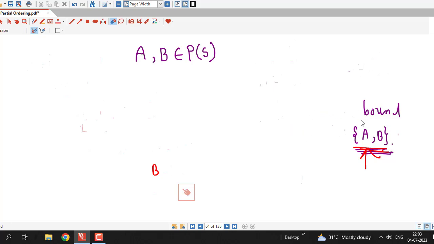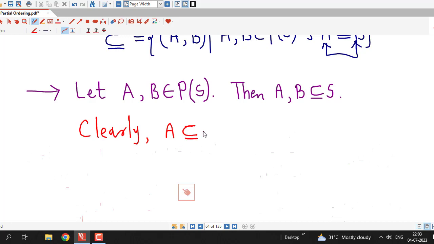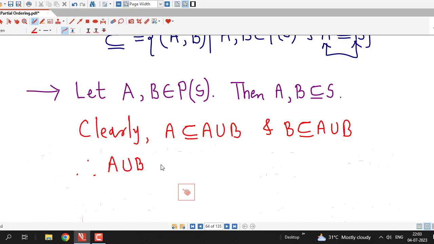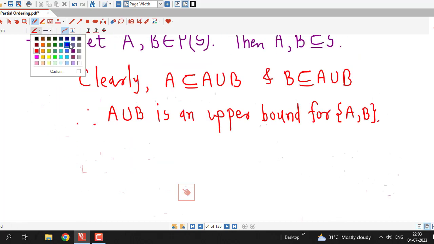we have shown that the least upper bound exists, and we have to write systematically: let A, B belong to the power set of S. Now we can clearly write that A is a subset of A union B, and B is also a subset of A union B. That is, A and B are related to A union B. Therefore, A union B is an upper bound for this subset having two sets A and B. Now, suppose C is any other upper bound.